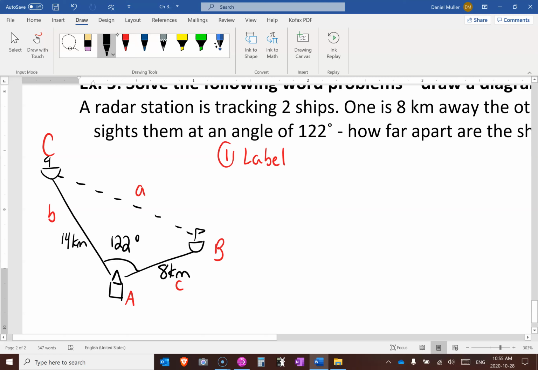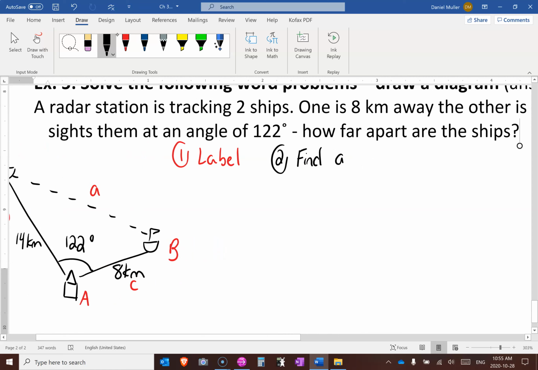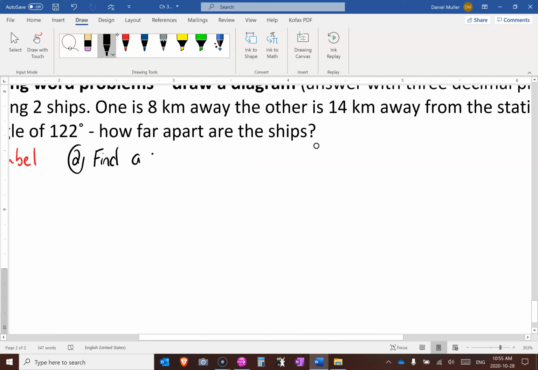I need to figure out what I want to find. I want to find A, so I'm going to choose the formula that goes with A. Why A? It just so happened that I labeled this A, and that's what I need to find. I could have labeled it anything. So the formula, if it starts with A: A squared equals B squared plus C squared minus 2BC times cos of capital A.